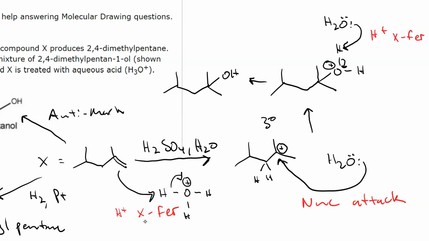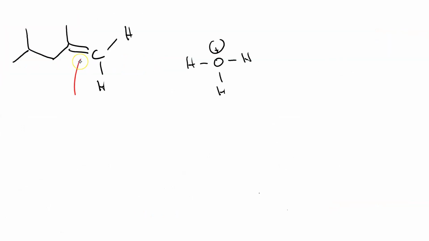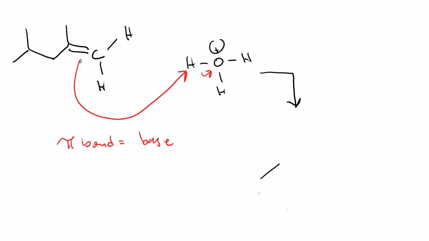But we could get rearrangement if the carbocation formed here was secondary and not tertiary. It's just that we're not going to get a more stable rearrangement product there. The pi bond acts as a base, right, and it takes a proton. That gives us this carbocation.